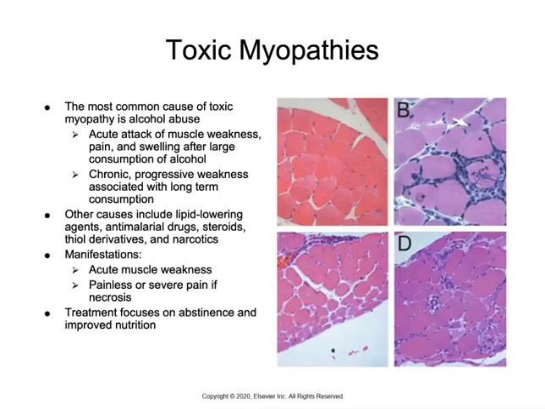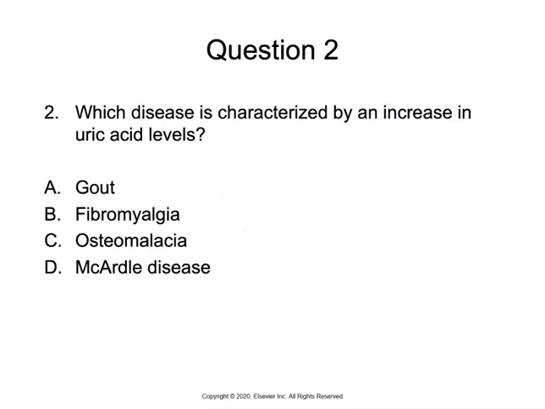And for other toxicities such as intramuscular injections, we want to avoid those injections, especially in areas like the deltoid and the quadriceps. Now let's go ahead and answer this question here. Which disease is characterized by an increase in uric acid levels? If your answer is A, that is correct. Now, I know this was in a previous video as far as the information on this, but hopefully you remembered and got this correct.